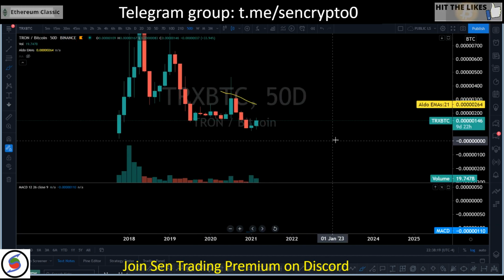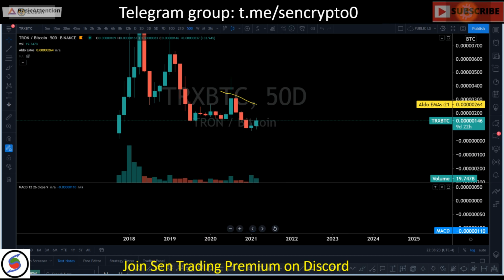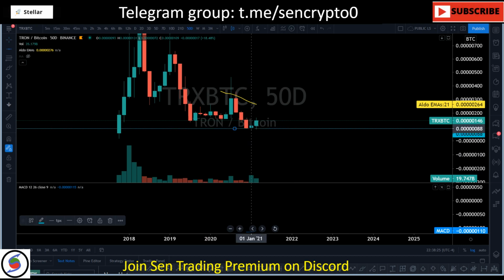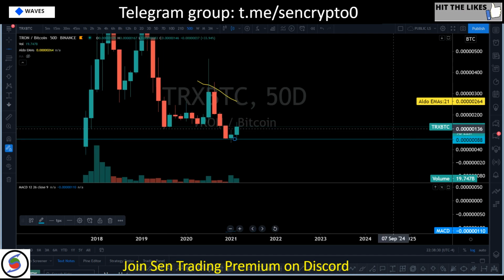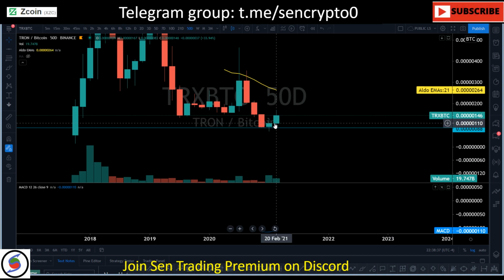Okay, now let's take a look at the 50-day cycle. You can see we do have a nice support right here and cannot close below the support level, just about like 86 sats. That's one of the reasons, guys, we've been buying Tron. Anything below 100 sats, we know 120 to 150 is going to be a massive resistance.